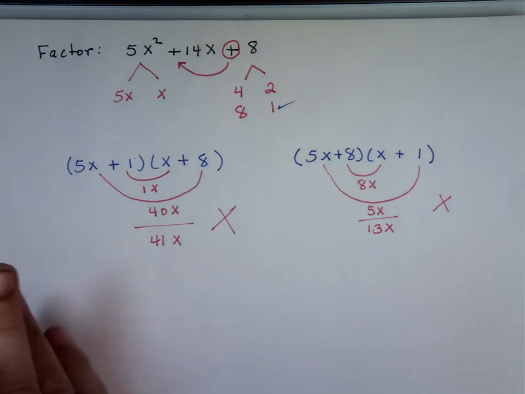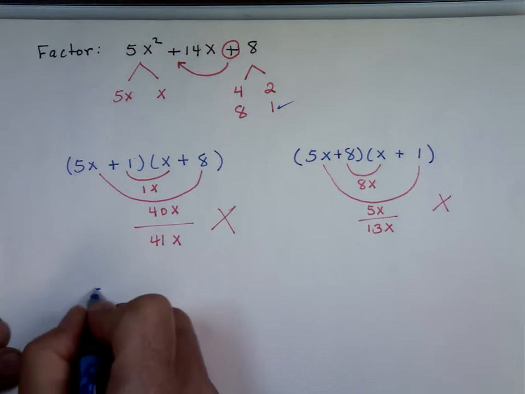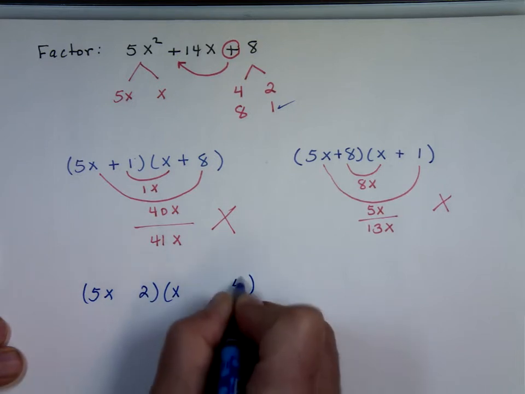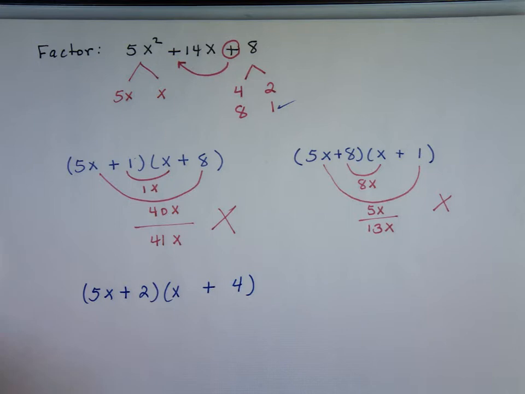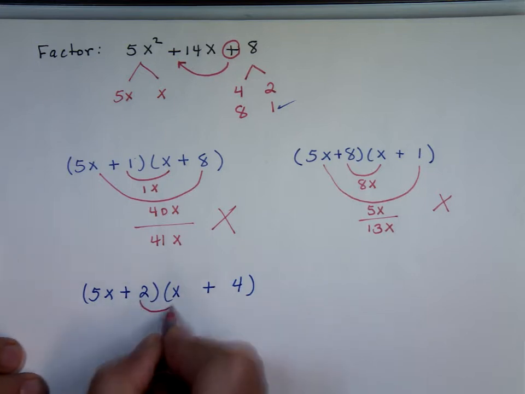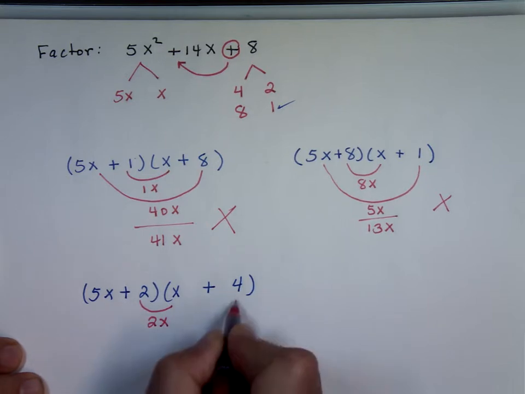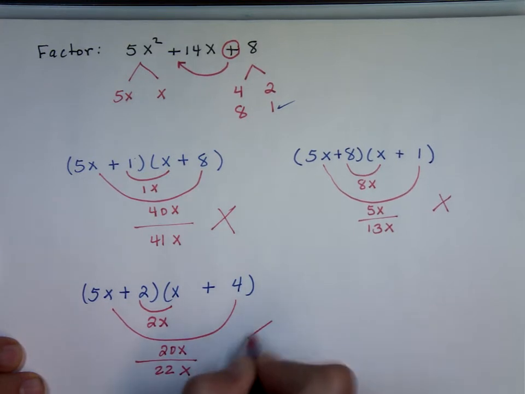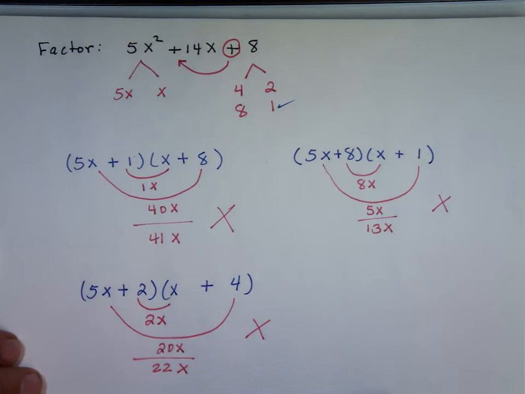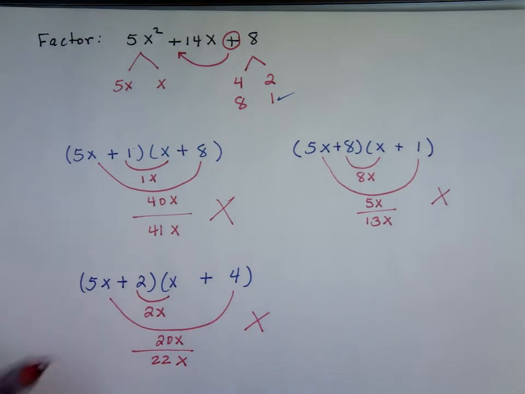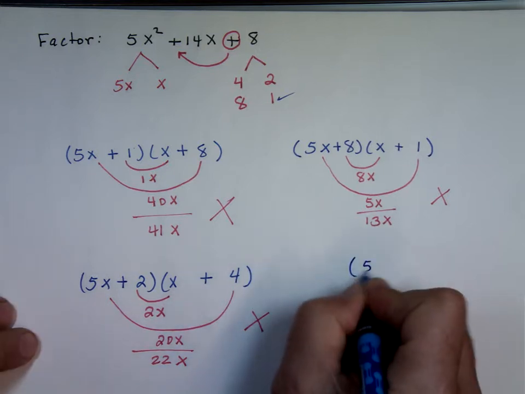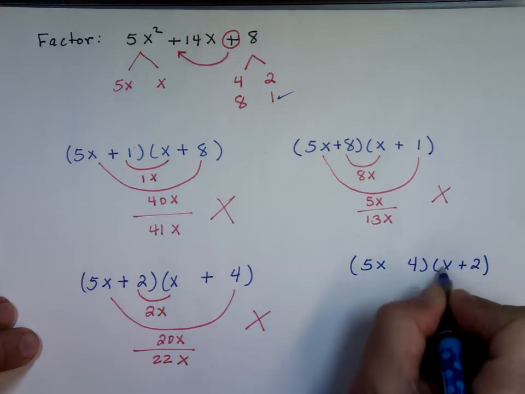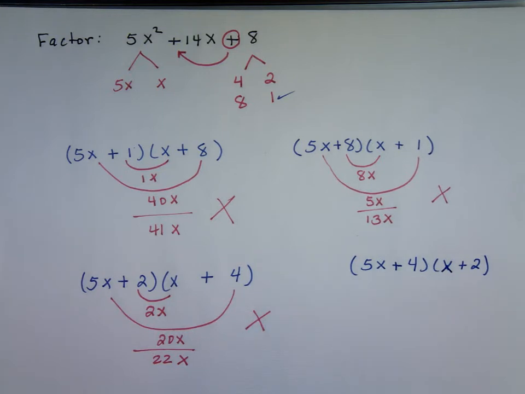Let's try the 4 and 2. Put the 2, put the 4. Again, check to see if we have the 14x. That's 2x. 20x, when you add them, that's what? 22x. Not good. One more option. 5x, x, 4 and 2. Let's try that.